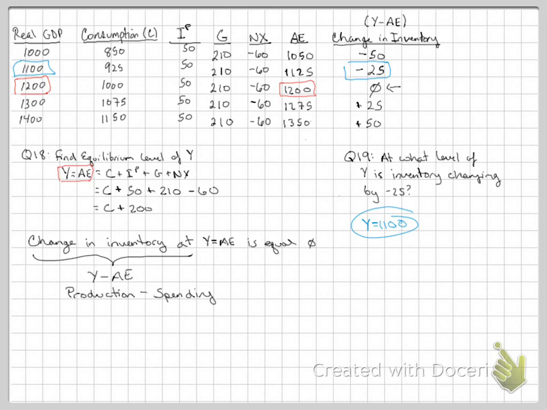Ultimately, that means the next period they're going to increase their output. That's going to increase spending, and they're going to move towards that equilibrium of 1200. Okay, hopefully that clears up those two questions.